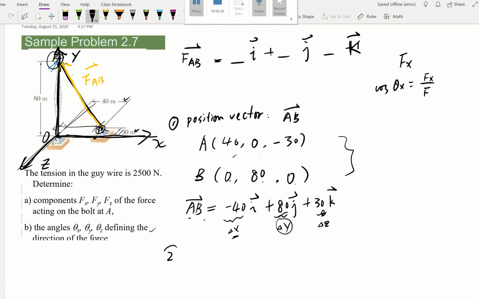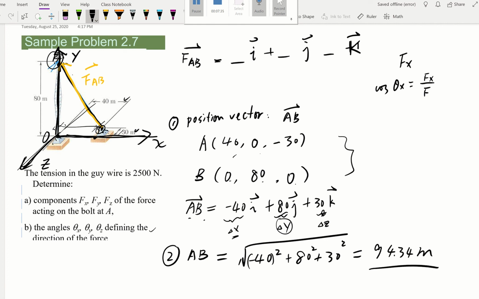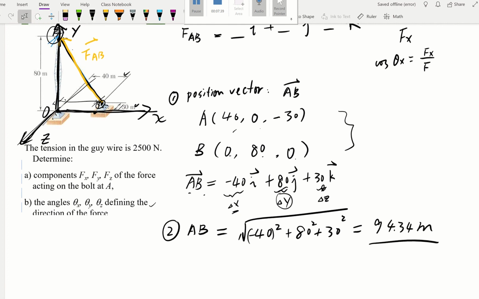Now, the next step is going to be the position vector magnitude, AB without a hat. And we know, using the Pythagorean theorem, it's going to be the square root of negative 40 squared plus 80 squared plus 30 squared. That's going to give us the distance from A to B. And the answer we have here is 94.34, and that should have a unit of meters because it's the distance from A to B. Knowing that, we're going to find the lambda AB, the unit vector, which is the AB position vector over the distance, right?